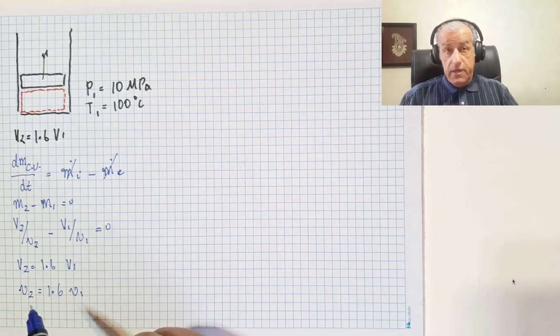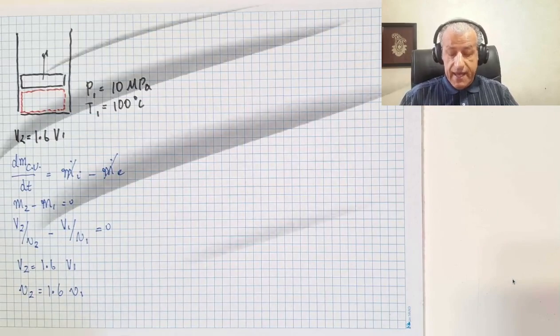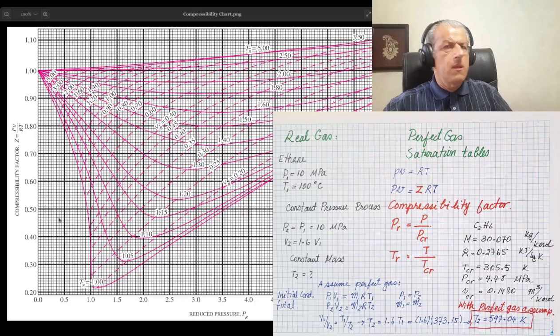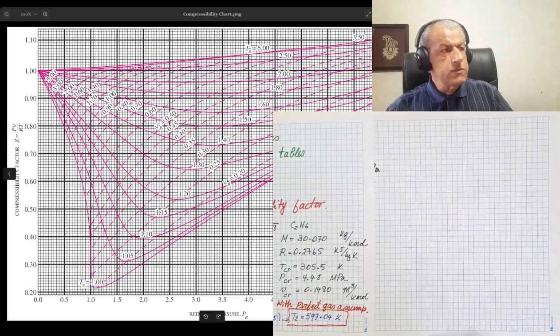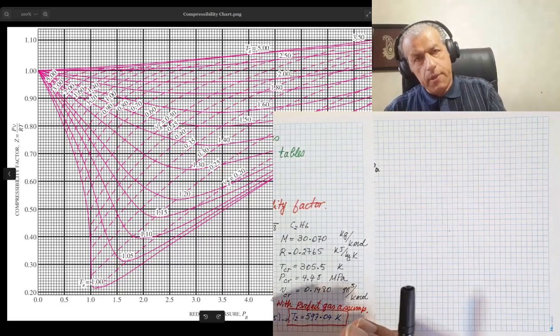Now, we solved this problem for perfect gas, and now we want to solve it for real gas. Well, this is our compressibility chart, and what it basically tells us is this is our equation. This is our real gas equation. And if you want to draw this equation in a chart to visualize it, this is it. This is what it is. Visualization of this equation.